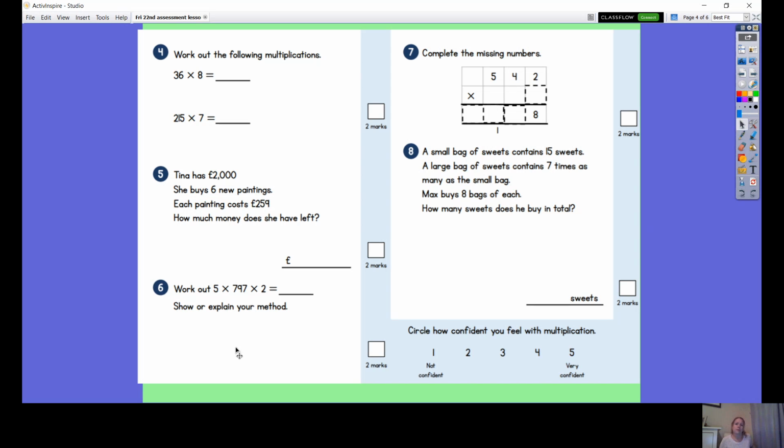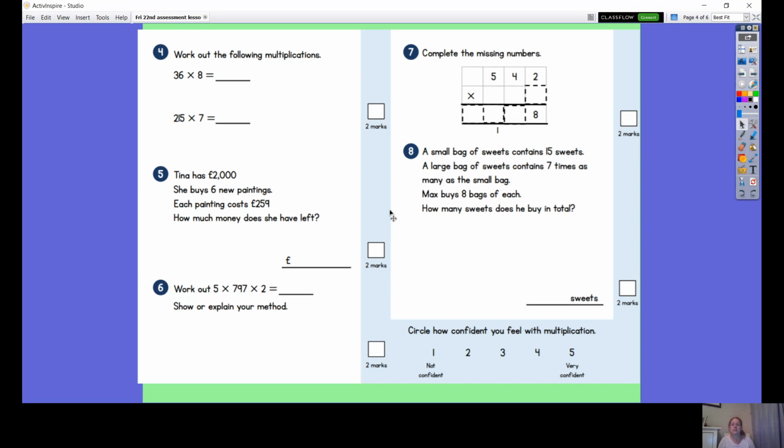Okay. And then number 7, complete the missing numbers. That doesn't even need much reading there. You've got some numbers missing, so you need to work out which ones are missing from there. So 2 times what makes 8, and that will tell you what goes into this box here. And then it should work with the rest of the sum as well, and you can write the answers in. This one's quite tricky, I think.